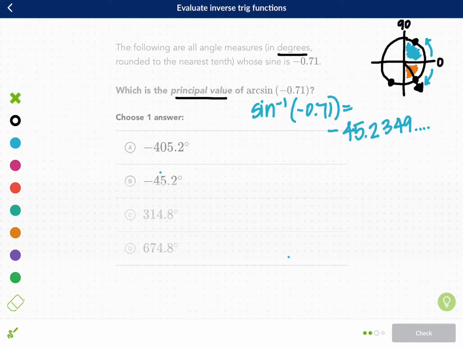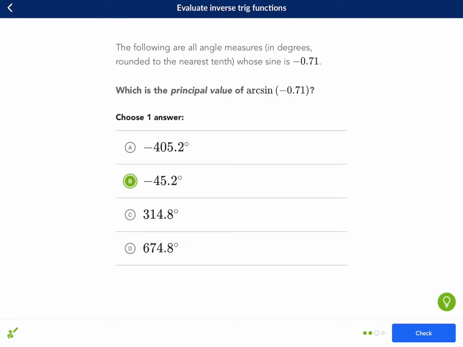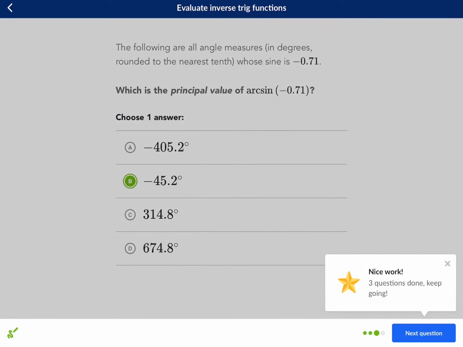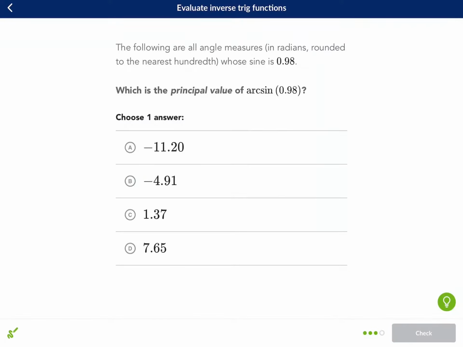That is my principal value, because if I look at the absolute value of this number, it is between 0 and 90. That's exactly what we want to see. So let's go ahead and select that answer of negative 45.2349, which we're going to round off to just negative 45.2. Okay, let's try another one.